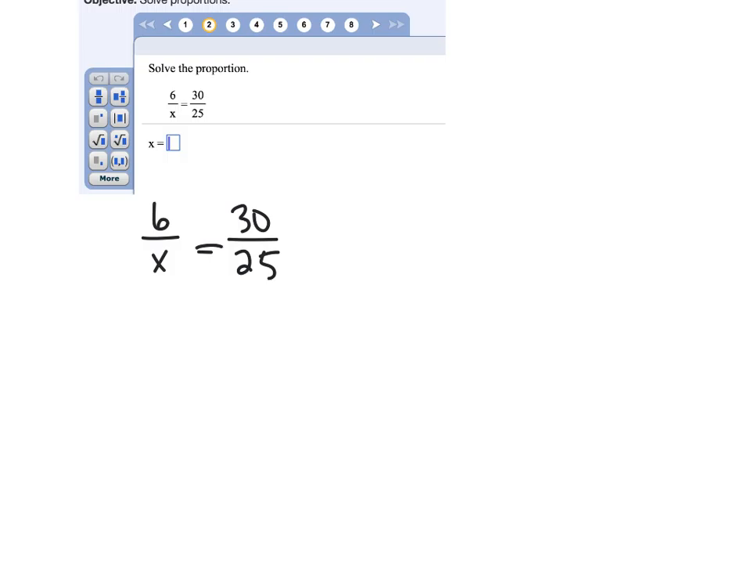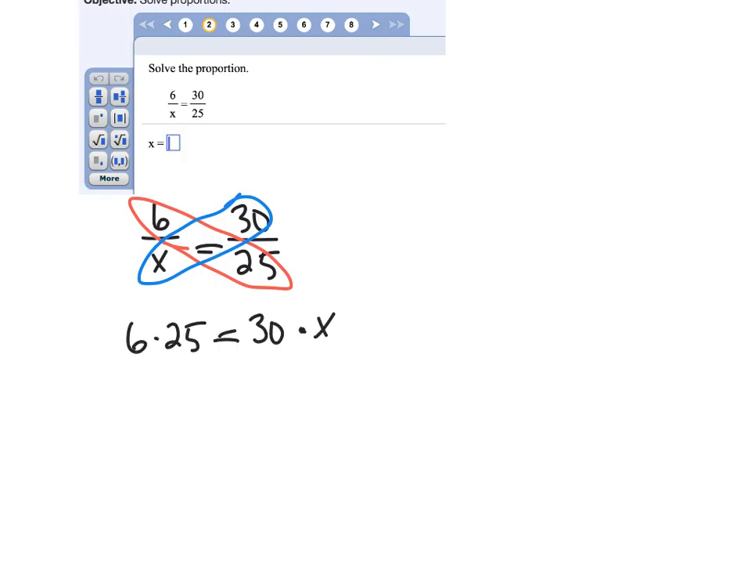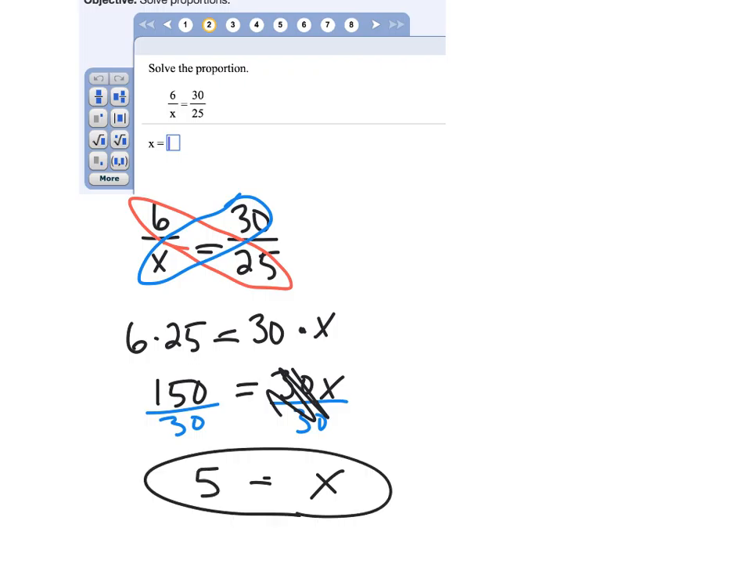All right, so the cross products method says 6 times 25 is going to equal 30 times x. And so 6 times 25 is 150, and 30 times x is 30x. We're going to divide both sides by 30. So the 30 goes away, so you get x is equal to 5. So x is equal to 5.